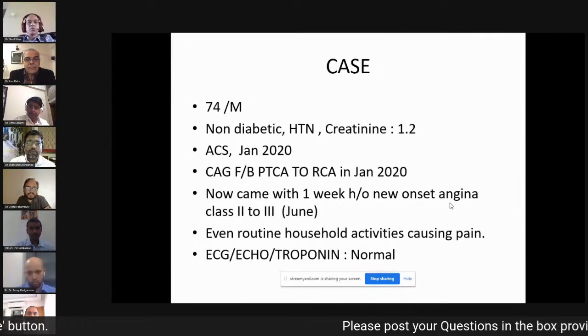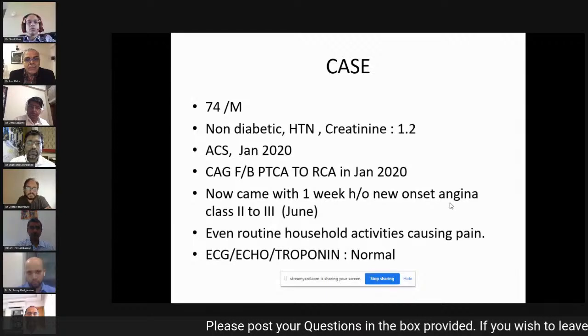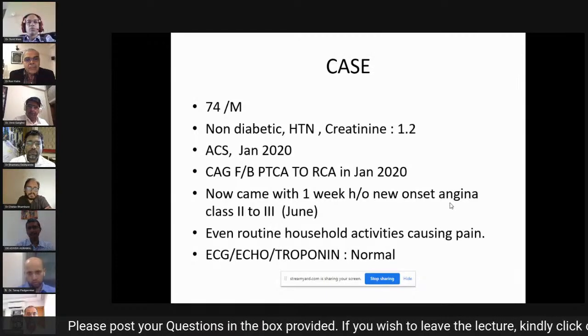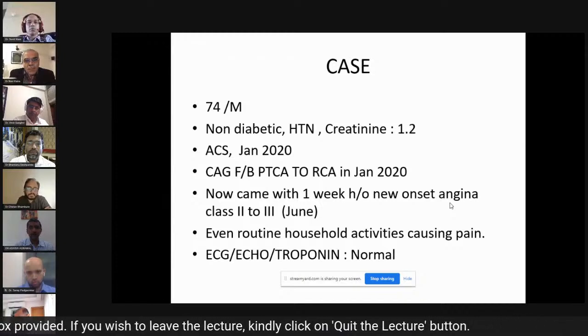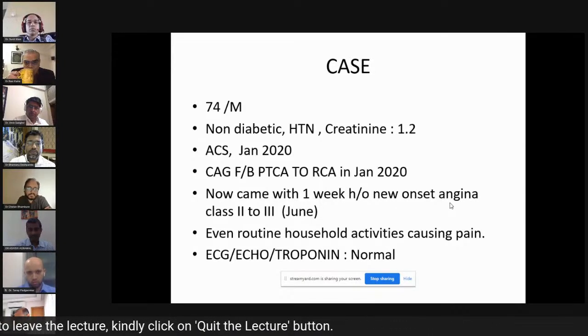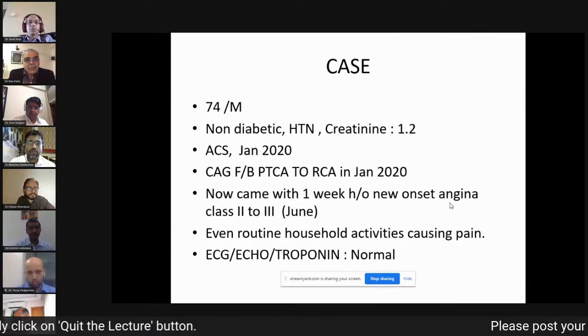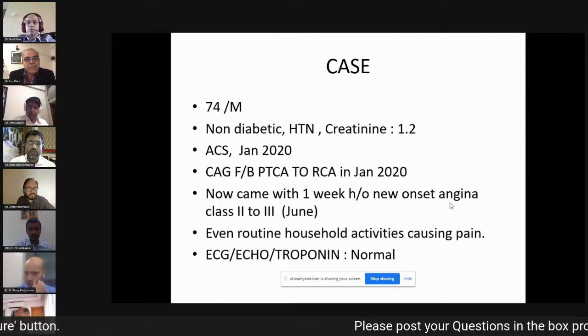Now he came to the OPD with a one week history of new onset angina. Initially, for a few days he ignored it because of lockdown and all, but later on the angina became too much. Even routine household activities were causing typical chest pain. His ECG, echo, and troponin levels were within normal limits.